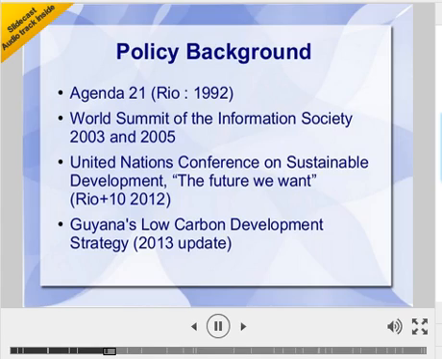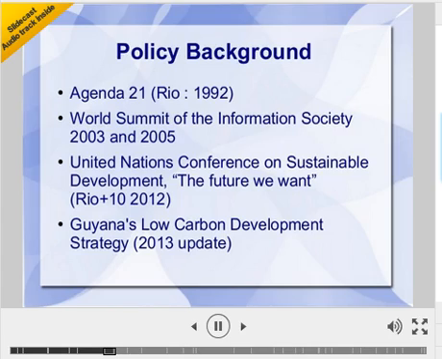And then we had the World Summit on the Information Society in 2003 and 2005. And then we had Rio Plus 20 last year, in 2012, in which we got The Future We Want. And then the UN CSD. And then, of course, we've got Guyana's Low Carbon Development Strategy, which is the current development strategy.